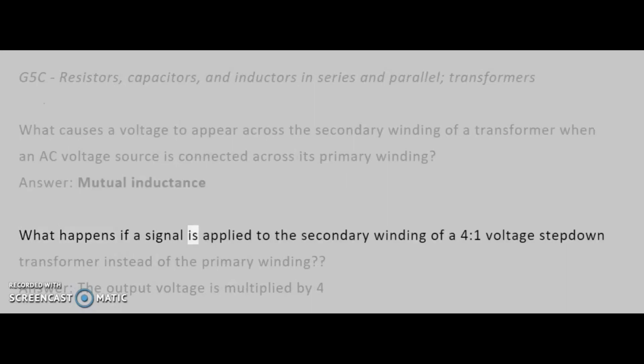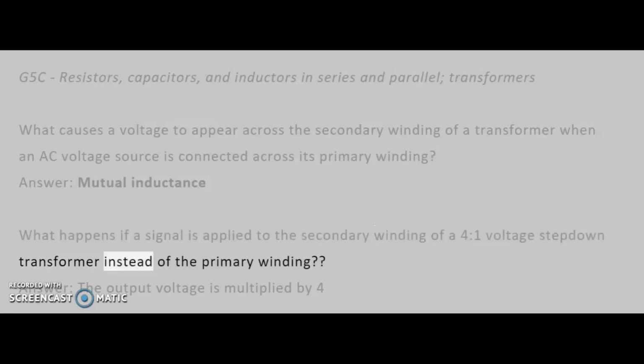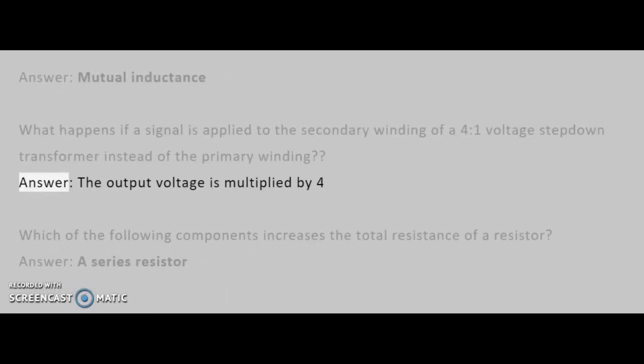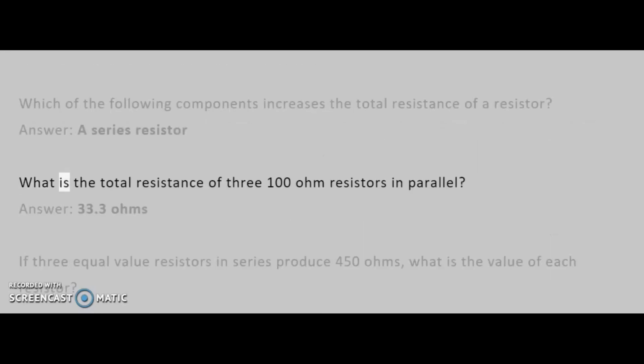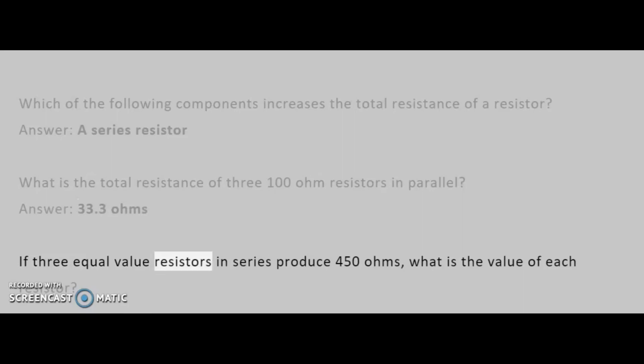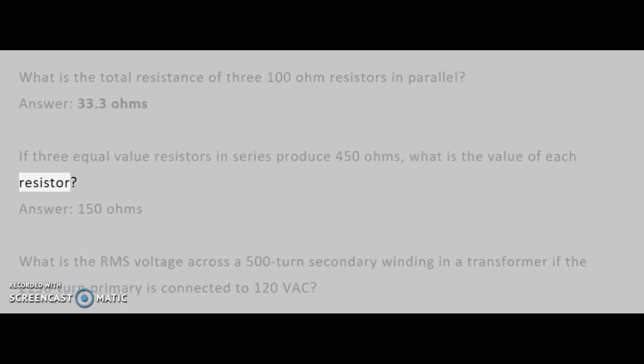What happens if a signal is applied to the secondary winding of a 4:1 voltage step-down transformer instead of the primary winding? Answer: the output voltage is multiplied by 4. Which of the following components increases the total resistance of a resistor? Answer: a series resistor. What is the total resistance of three 100 ohm resistors in parallel? Answer: 33.3 ohms. If three equal value resistors in series produce 450 ohms, what is the value of each resistor?